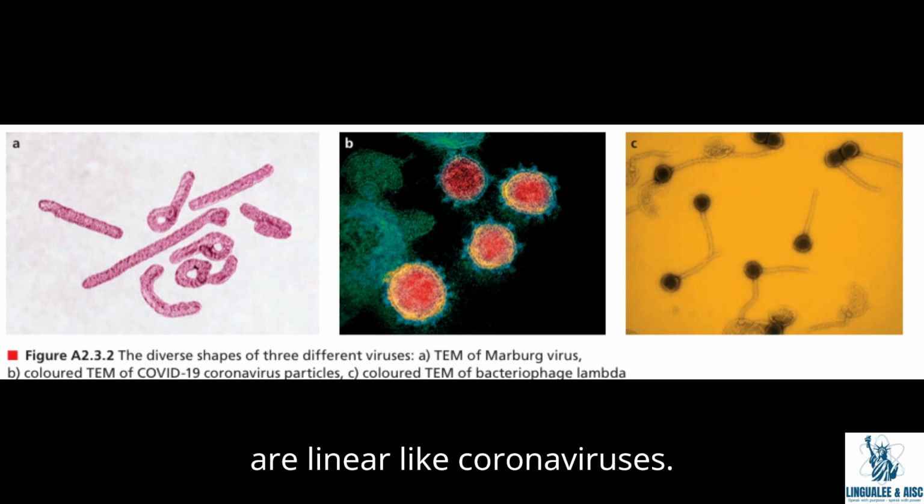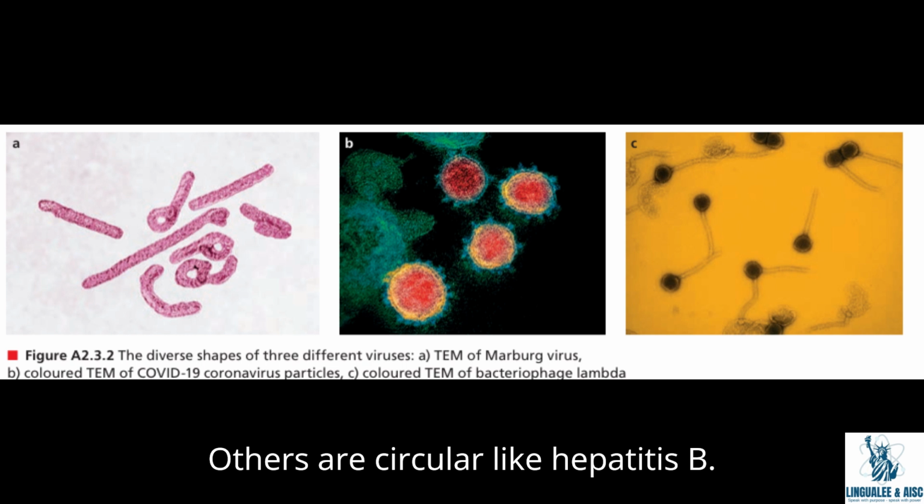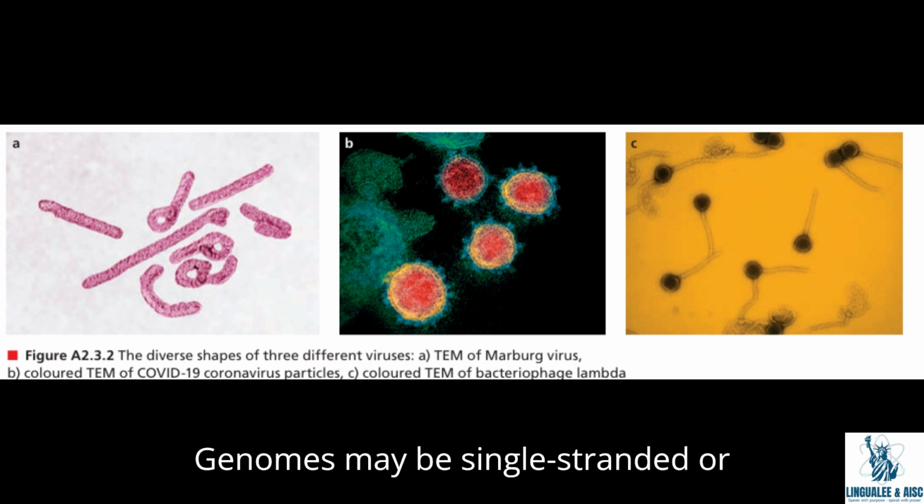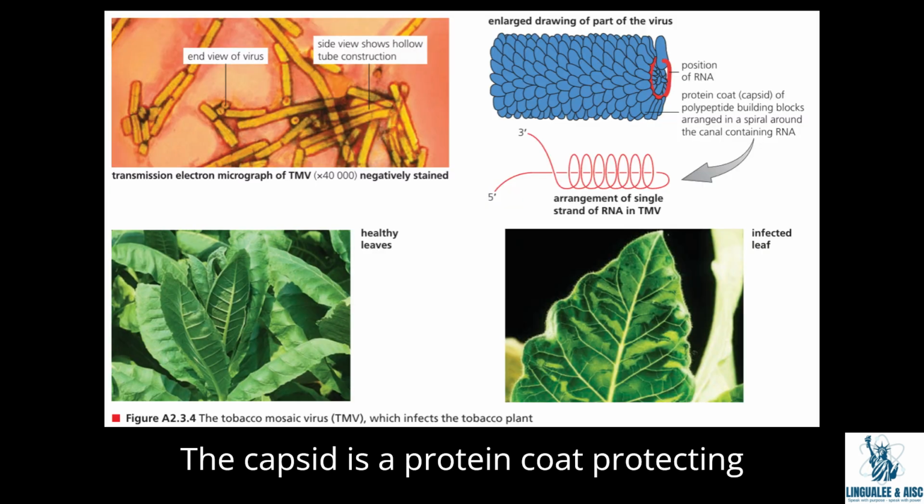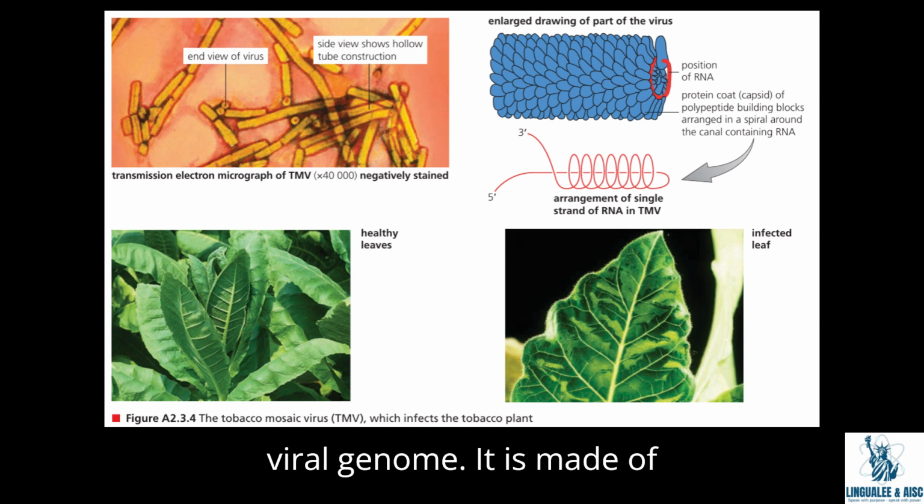Some viral genomes are linear, like coronaviruses. Others are circular, like hepatitis B. Genomes may be single-stranded or double-stranded. The capsid is a protein coat protecting the viral genome. It's made of subunits called capsomeres. Shapes include helical, conical, and polyhedral forms. Enveloped viruses steal parts of host cell membranes. These contain spike proteins to help enter host cells.